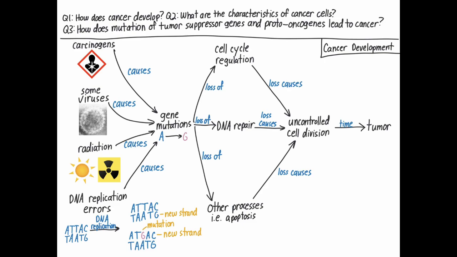If the mutations occur in genes responsible for cell cycle regulation, DNA repair, and other processes like apoptosis, uncontrolled cell division and eventually tumor formation can occur. This is basically how cancer develops. And note that most mutations do not result in cancerous growth. It's only those mutations that mutate genes that actually control these processes that can actually lead to cancer.